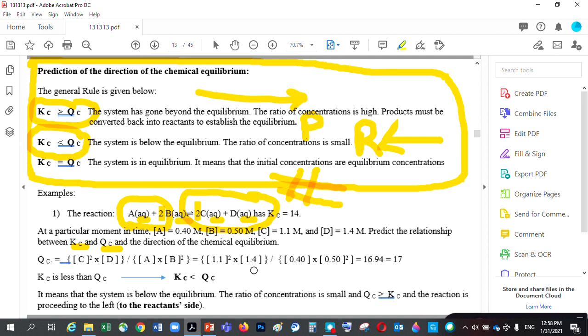You plug in all those numbers together, and you get Qc to be 17. However, Kc is, let's see here, Kc is 14. So it looks like Kc is less than Qc, correct? So it means it goes what? It favors what? The reactant side. It favors the reactant side.